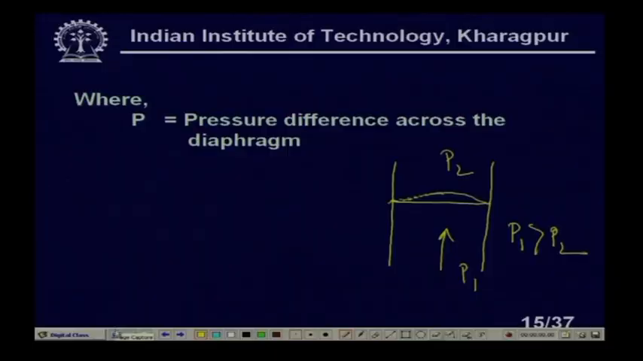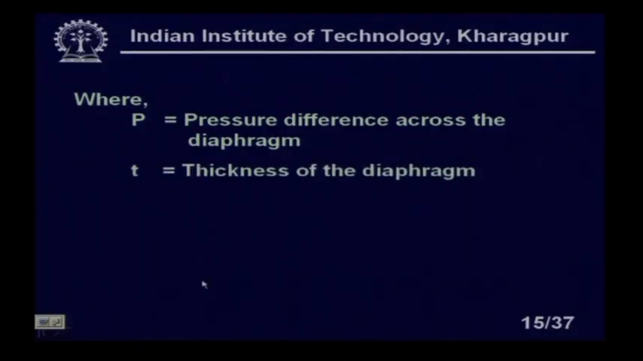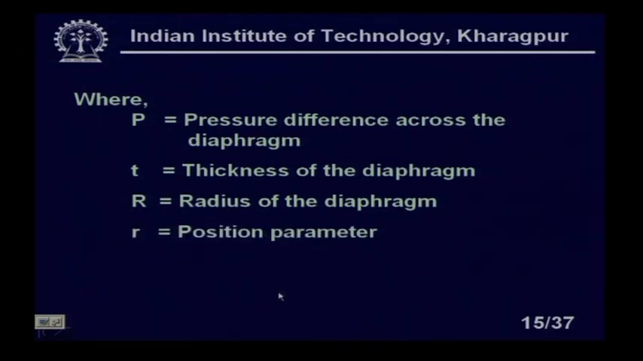Let us look at the legends. What are the legends? We have T, the thickness of the diaphragm. This is very important. It relates to the linearity of the sensor. Then we have the radius of the diaphragm, or outside radius of the diaphragm. Then we have Poisson's ratio, okay. Position parameter, I am sorry, this is a position parameter. I will tell you what that is actually.